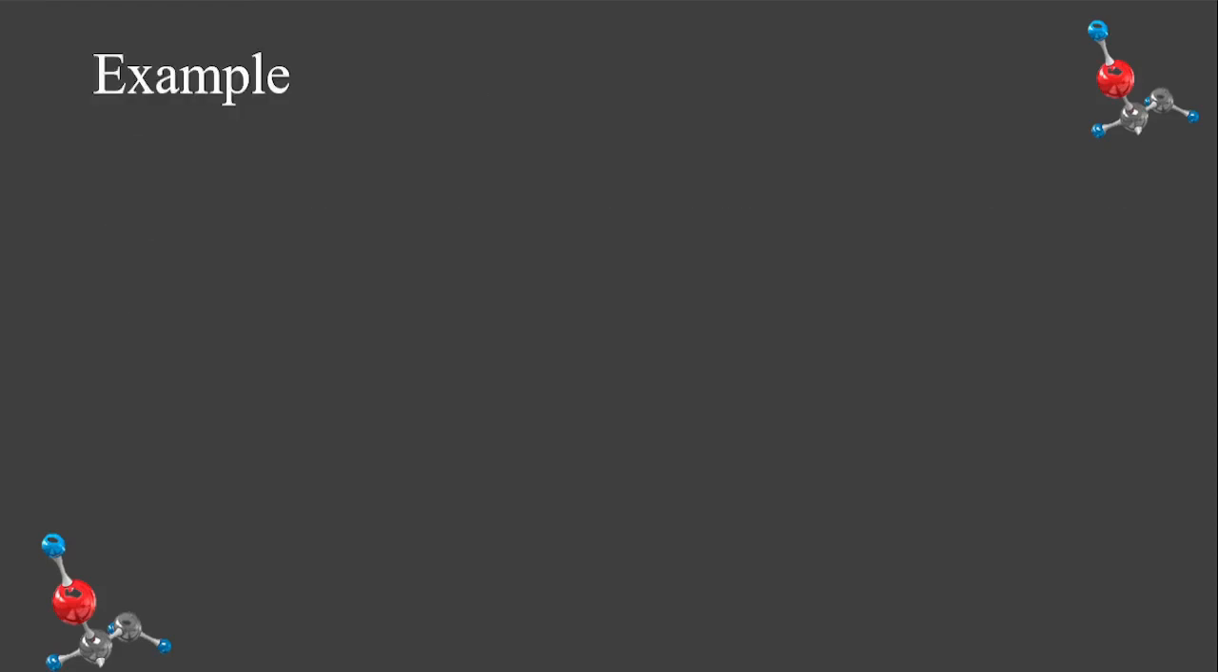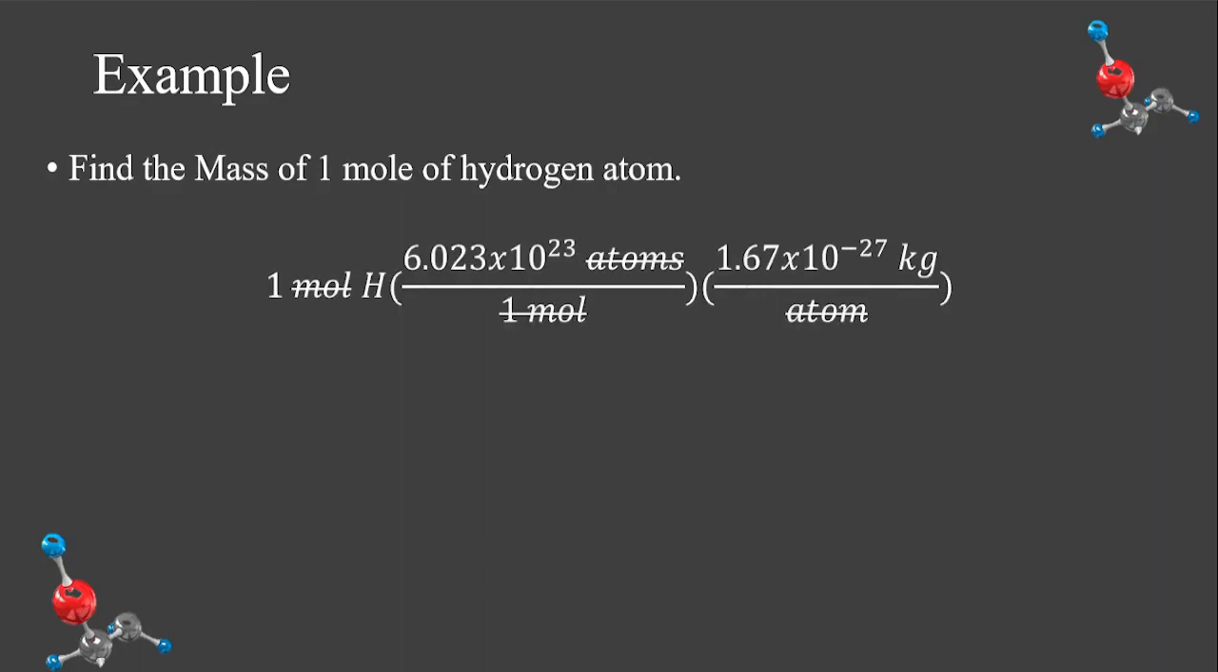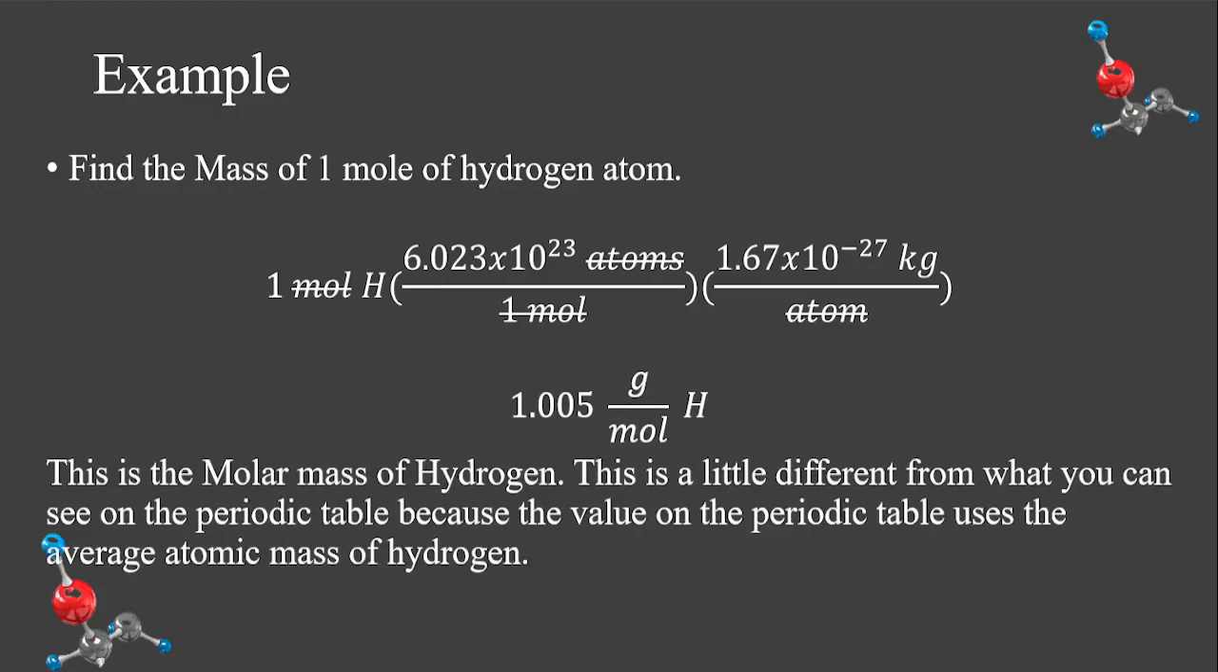Example. Find the mass of 1 mole of hydrogen atoms. 1 mole hydrogen times 6.023 times 10 to the 23 atoms per mole, times the quantity of 1.67 times 10 to the negative 27 kilogram per atom is equal to 1.005 gram per mole hydrogen atom. This is the molar mass of hydrogen. This is a little different from what you can see on the periodic table because the value on the periodic table uses the average atomic mass of hydrogen.